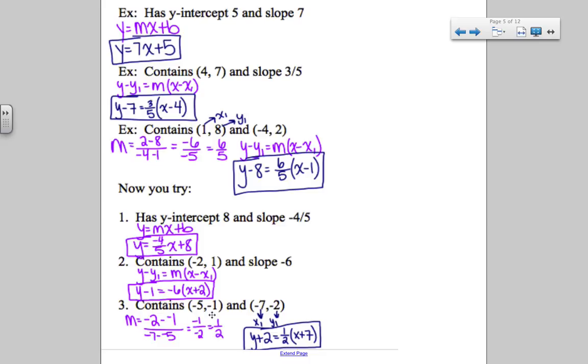And then again for number 3, first you have to find the slope between the 2 points, and then you can use your point slope form with either one of these 2 points.